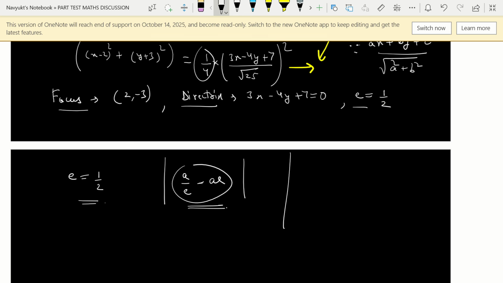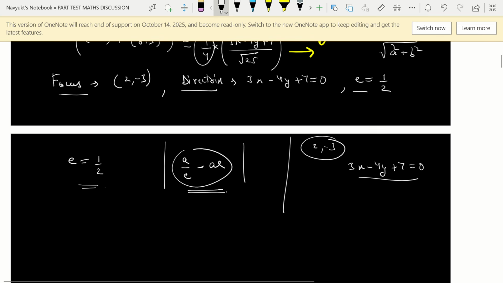We will find that separately as well by putting the focus 2 comma minus 3 in the directrix 3x minus 4y plus 7 equals to 0. We will use the distance formula of a point to a line. Let's find the distance. That would be 6 plus 12 plus 7 divided by the root, which will become 5 itself, right? So 25 by 5, we'll get 5, right?